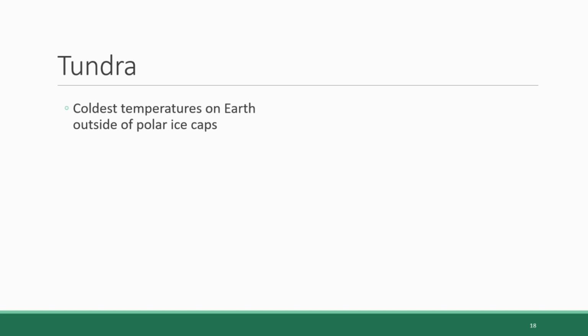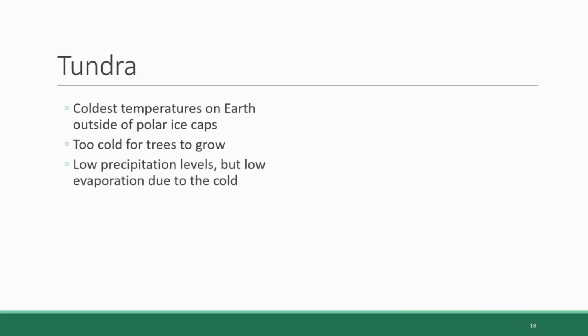Tundra is a biome where you'll find the coldest temperatures on Earth outside of the polar ice caps, which are just pure ice. Temperatures there are too cold for trees to grow, and tundra also has low levels of precipitation. At the same time, though, it also exhibits low levels of evaporation because it's so cold, so what rain and snow does fall there tends to stay there and not vaporize.